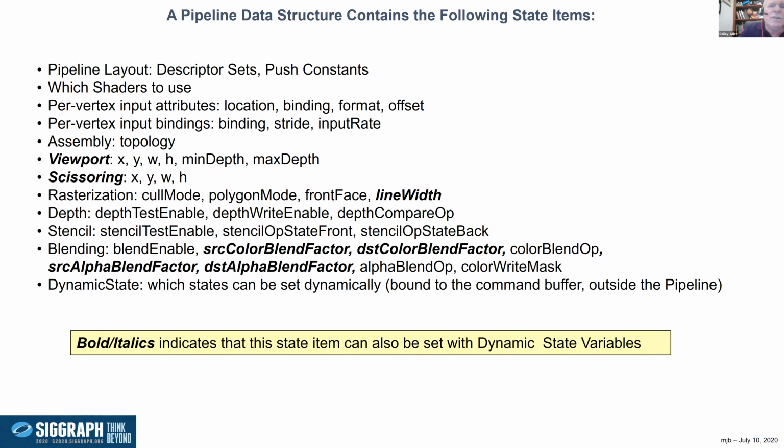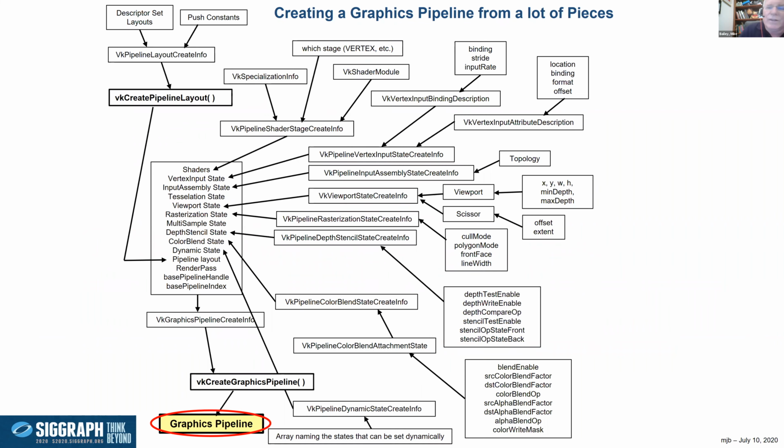Here's what goes into the pipeline data structure. You look through this list and you go, yeah, I've seen this before. Like in OpenGL, like line width, like scissoring information, like viewport information, like the topology, and so on. This should seem pretty familiar, but remember, this is now one unique combination that can be set all in one fell swoop.